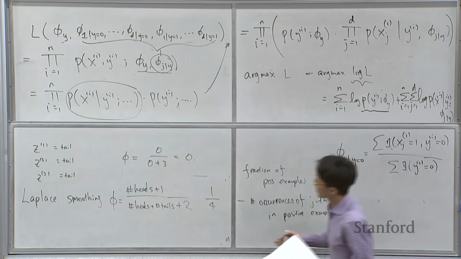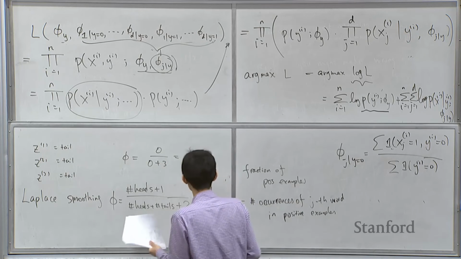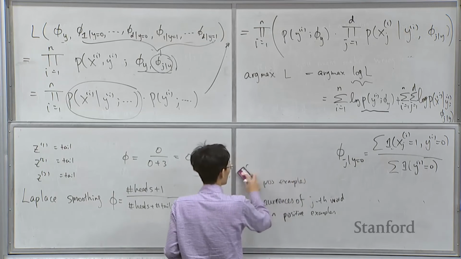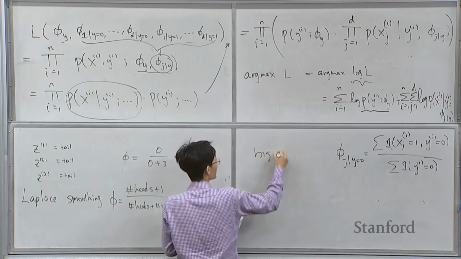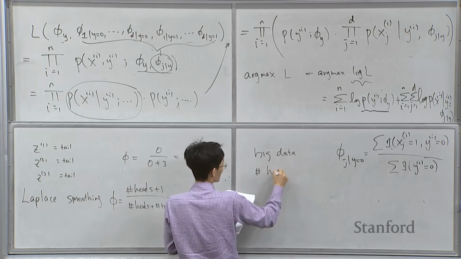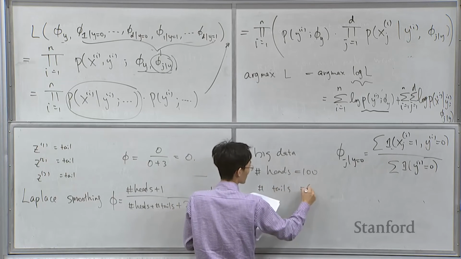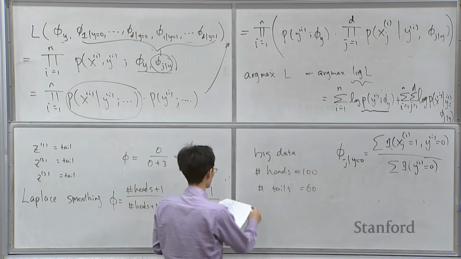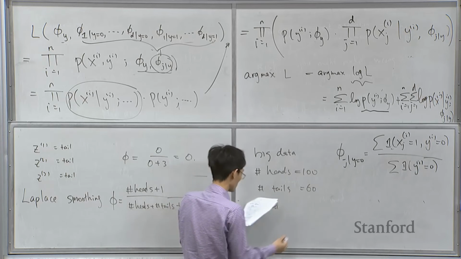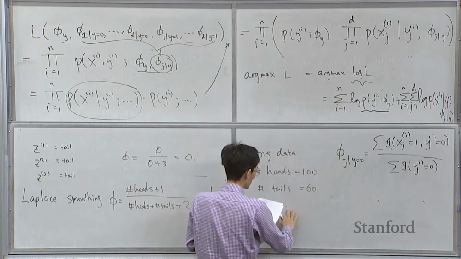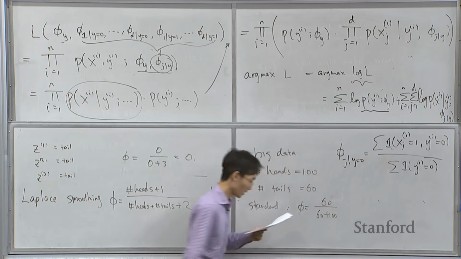You can see that this Laplace smoothing is mostly useful when you don't have enough data. If you have a lot of data, then the Laplace smoothing is not doing much. Let me give you an example. Suppose you have a big data set where, I'm making this up, the number of heads is 100 and the number of tails is 60. If you use the standard approach, or maybe I should call it the vanilla approach, then phi would be equal to 60 over 60 plus 100.